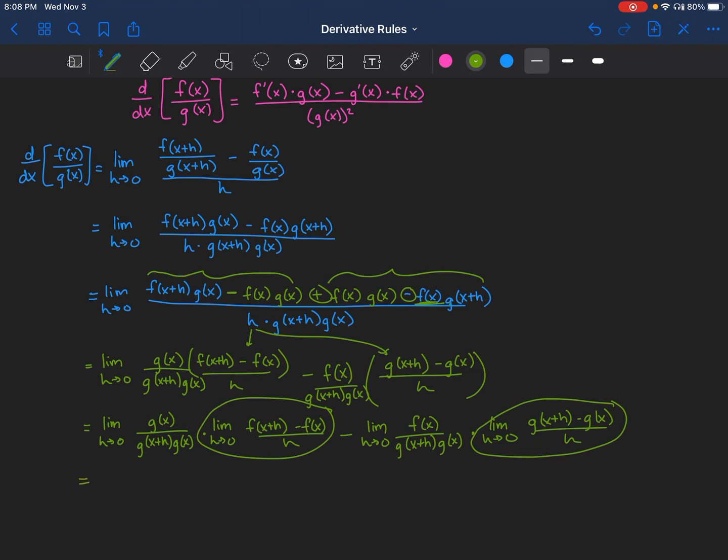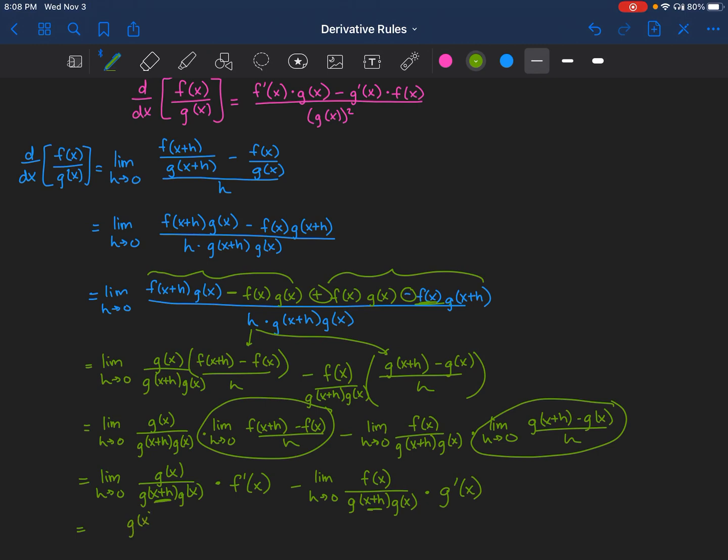So we're going to have the limit as h goes to 0 of g of x over g of x plus h times g of x times the derivative of f of x, minus the limit as h goes to 0 of f of x divided by g of x plus h times g of x times g prime of x. Now, as h goes to 0, this x plus h just turns into an x. Same thing here, so let me write that down.